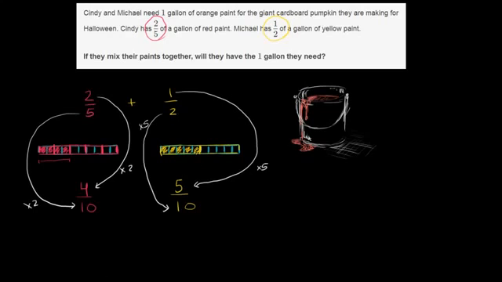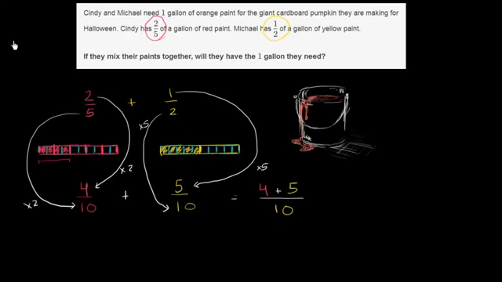And now we are ready to add these two things. 4 tenths plus 5 tenths. Well, this is going to be equal to a certain number of tenths. It's going to be equal to 4 plus 5 tenths.